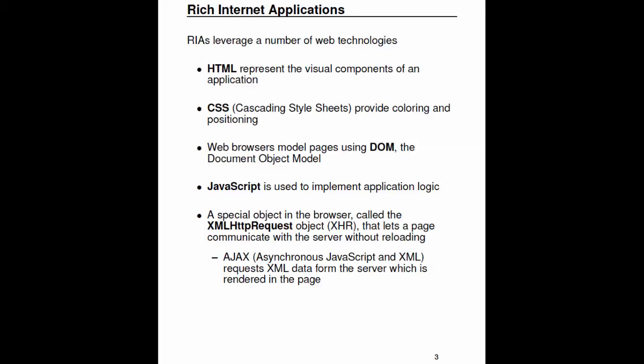There's also a special object in the browser called XHR, the XML HTTP request, which is an object that's available through JavaScript that lets a page communicate with the server without reloading. So gone are the days that you have to click a button and refresh your entire page just to get more information from the server. And so based on these technologies, there's something called Ajax, which is asynchronous JavaScript and XML, which requests a little piece of XML data from the server, which is then rendered into the page. XML or data in some other format.